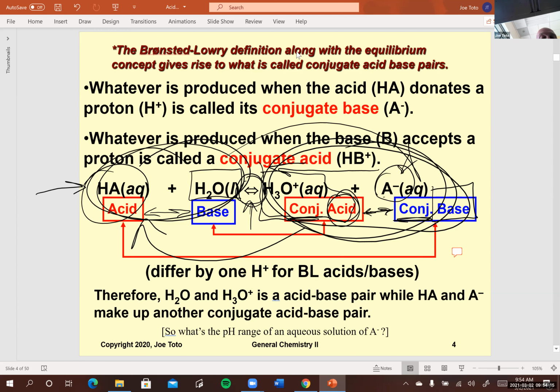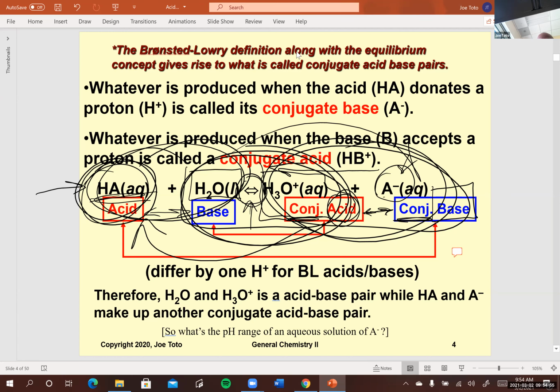Well, first of all, you have to notice that the acid differs from the base by one proton, and that's true in either case here. So I have HA as my generic acid. I know it's going to be an acid because it gives up a proton. What does it make? It makes A minus, so it differs by one proton. The acid differs from the conjugate base by one proton, and that's true for my other pair here, H2O and H3O plus. They differ by one proton. So that's how we can define our acids and bases.